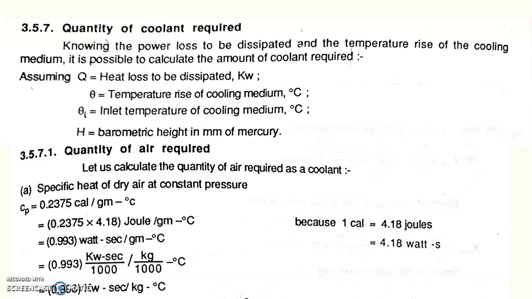1 calorie is 4.18 joule. Just convert it into joule first of all, and joule is nothing but watt second. 1 calorie is equal to 4.18, that's why multiply with 4.18, it will be converted into watt second per gram degree Celsius, and by dividing it by 1000, it will become kilowatt second. So finally you will get 0.993 kilowatt second per kg degree Celsius, which is the specific heat of dry air.